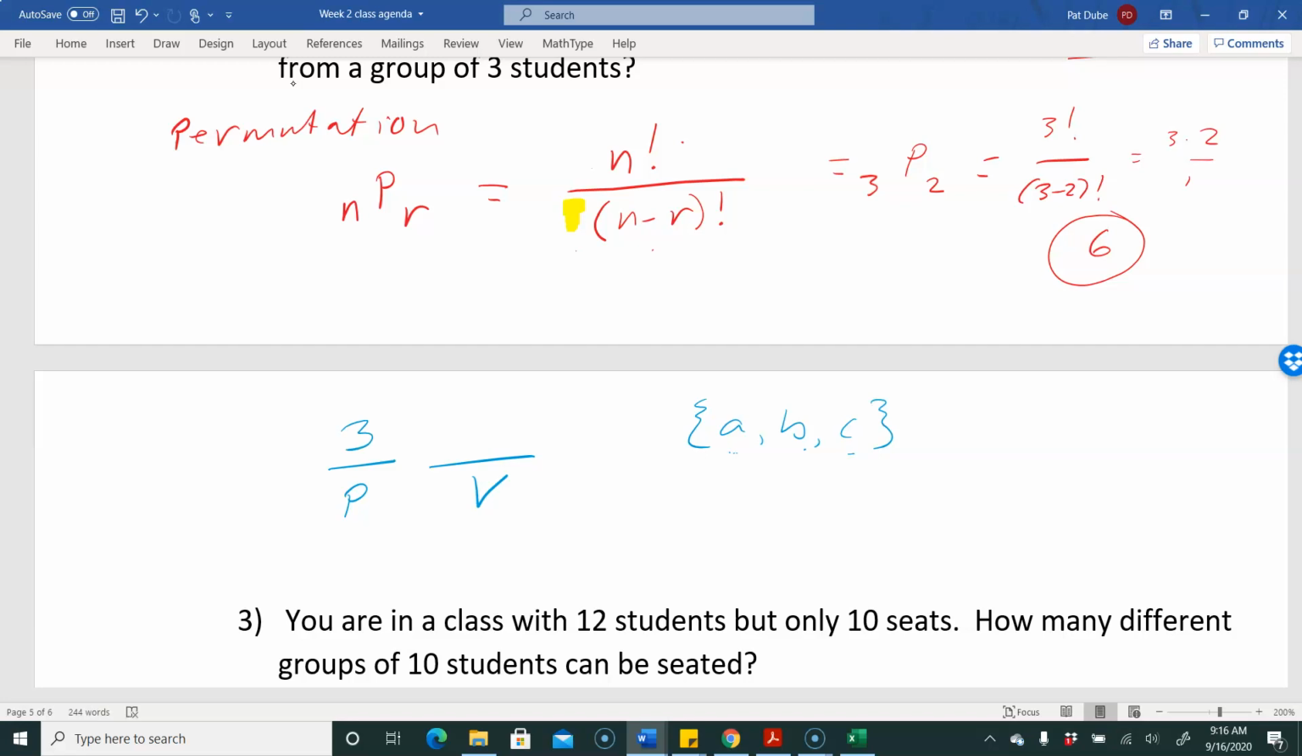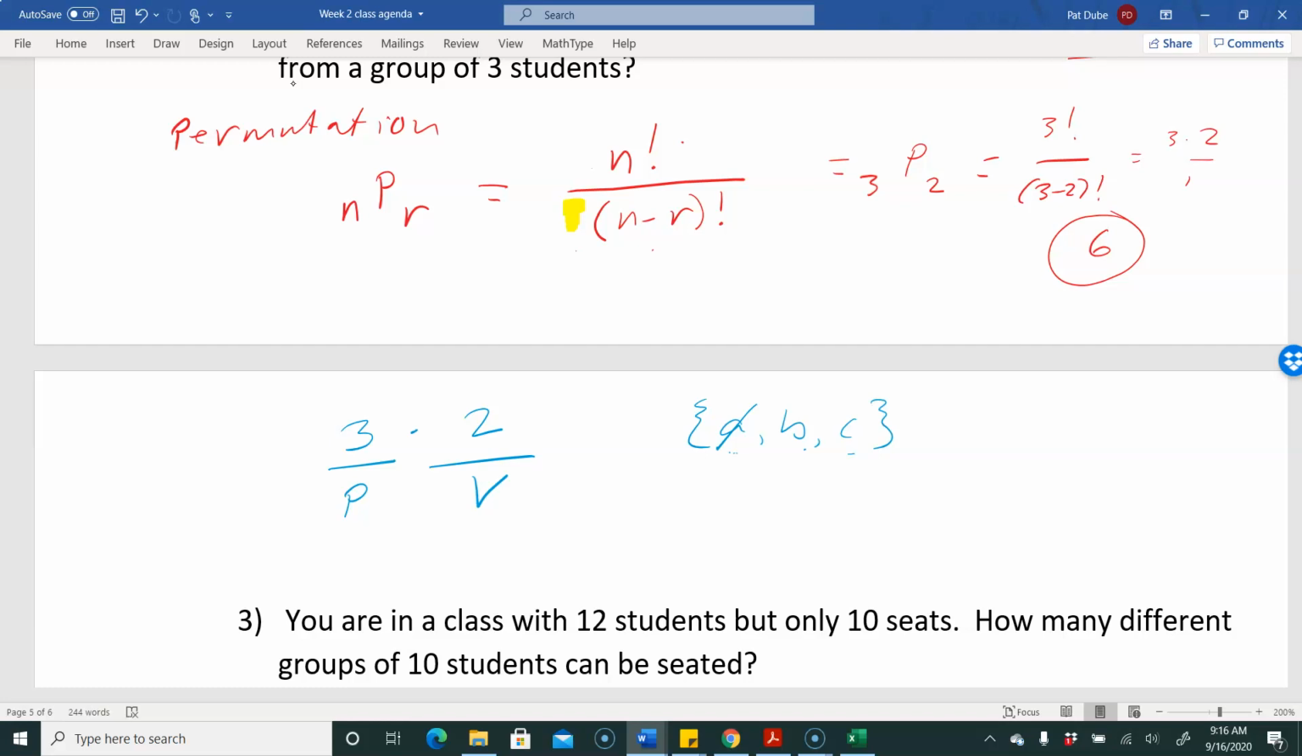Now, once I choose one, they are no longer available to be chosen for the next position. So let's say I chose A, there's only 2 left to choose from. No matter which one I cross off, there'll still be 2 left. So you just multiply those together.